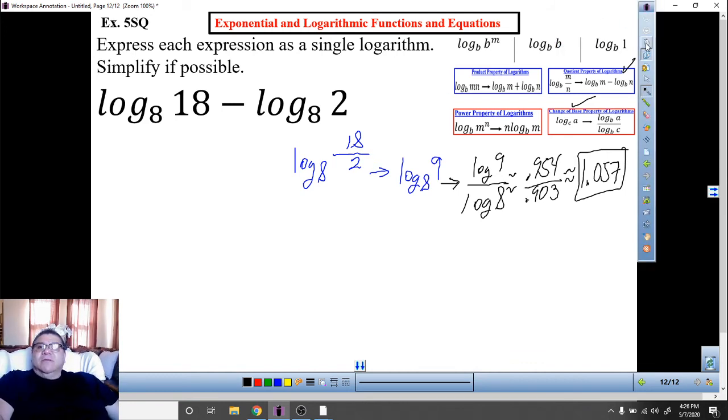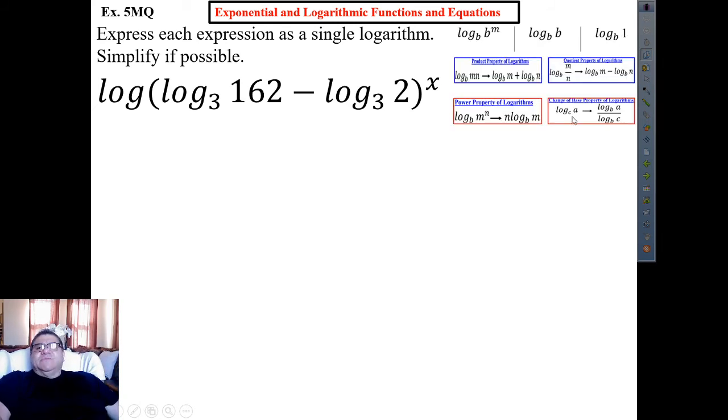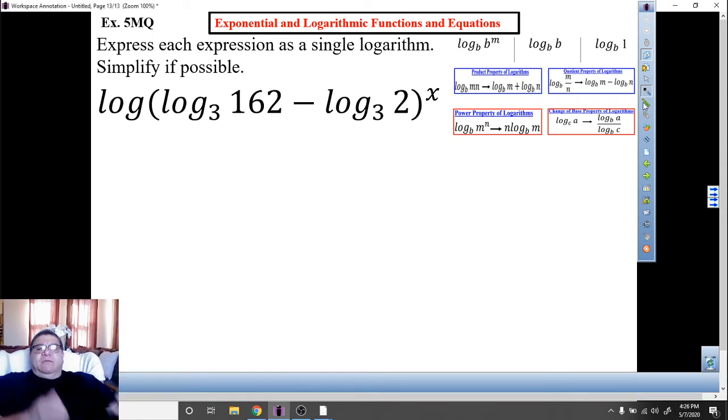Bam, let's go. All right, example 5 mega Q. And it reads, express each expression as a single logarithm and simplify if possible. And they give us, check this out, log base 3 given number 162 minus log base 3 given number 2, close parentheses, to the x power. You're like, oh snap, I know, right? So let's have those properties and definitions handy. Let's do this one together. Here we go. I'm going to start with the color blue.